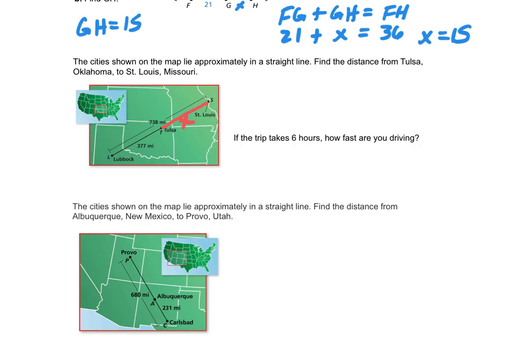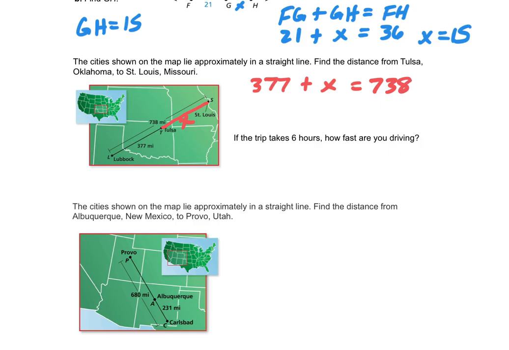We know the distance from Lubbock to Tulsa. Lubbock to Tulsa is 377. We don't know the distance from Tulsa to St. Louis, so that's my X. From Lubbock to St. Louis is 738 miles.